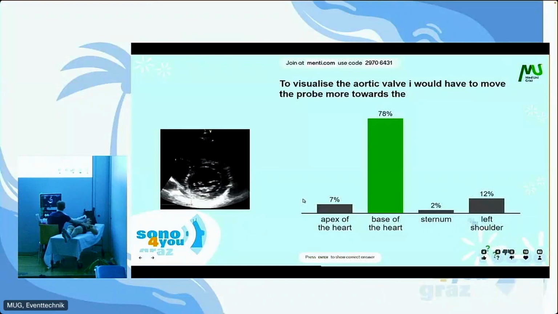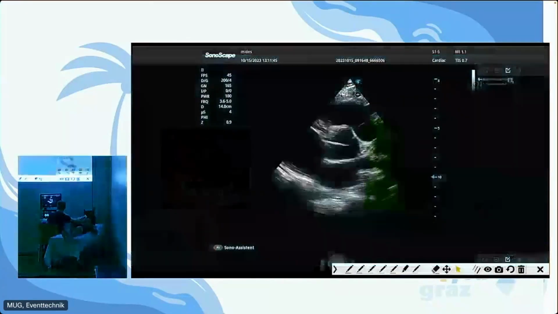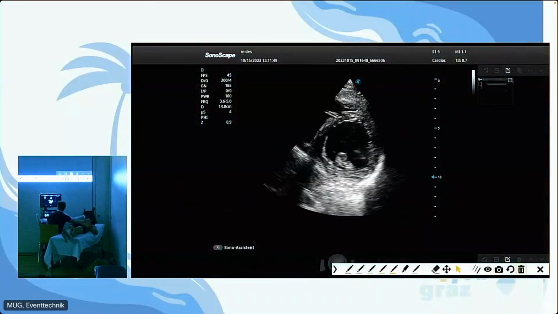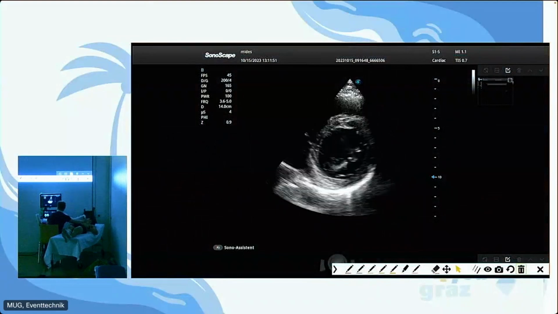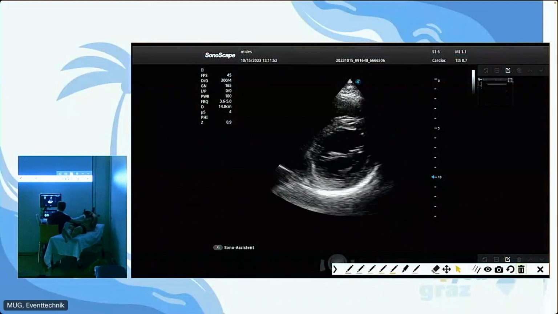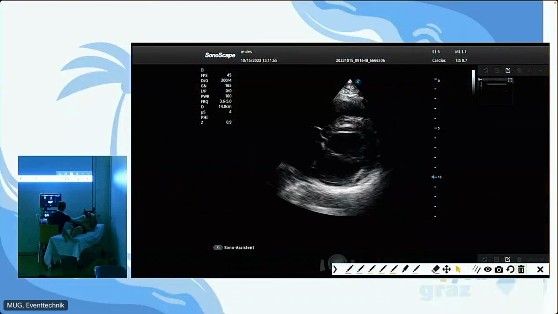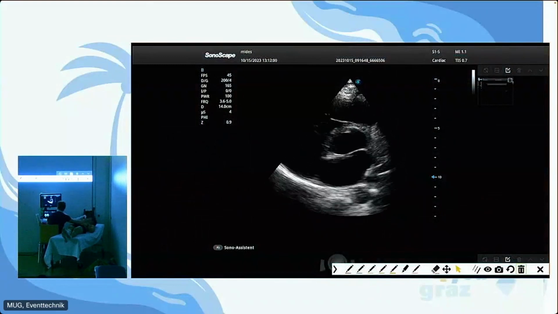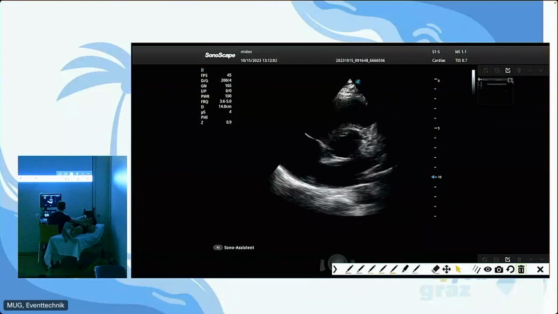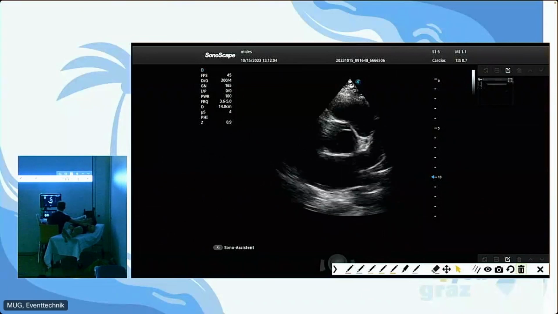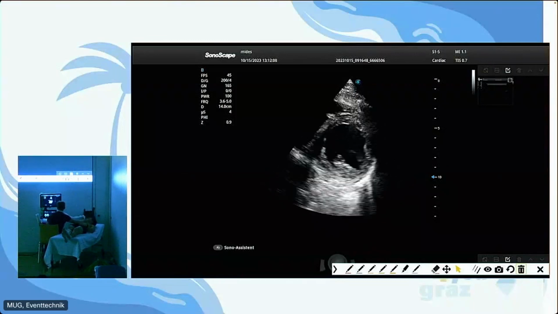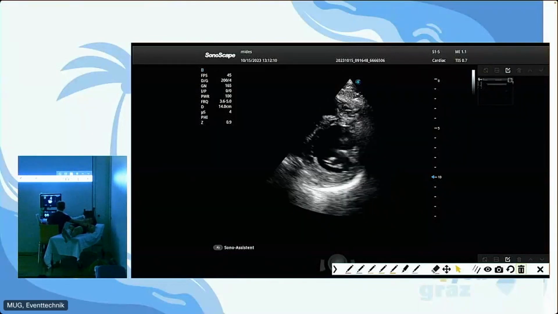Yeah, you need to move towards the base of the heart, because when we go to live image, please. Starting from the mitral valve, if Julian moves his probe or tilts his probe towards the base of the heart, then we're going to see the aortic valve. In contrary, if he moves or tilts the probe towards the apex of the heart, we're going to see only the papillary muscles of the left ventricle.